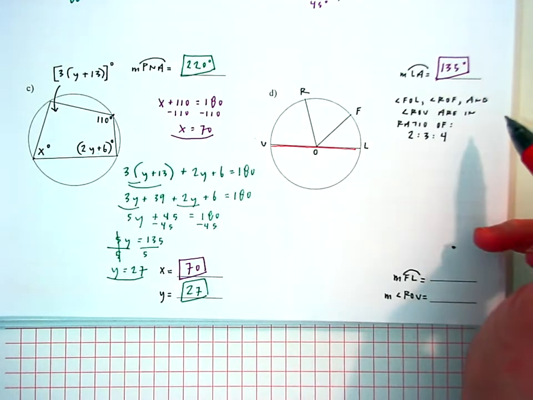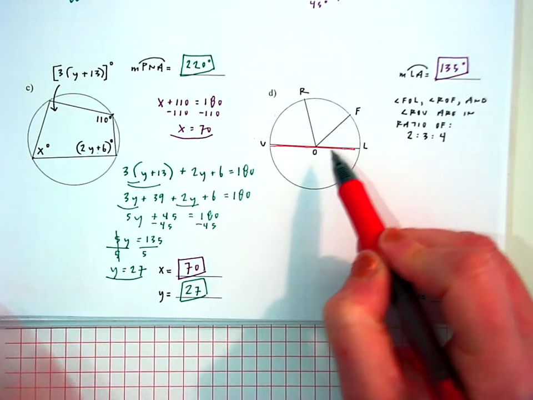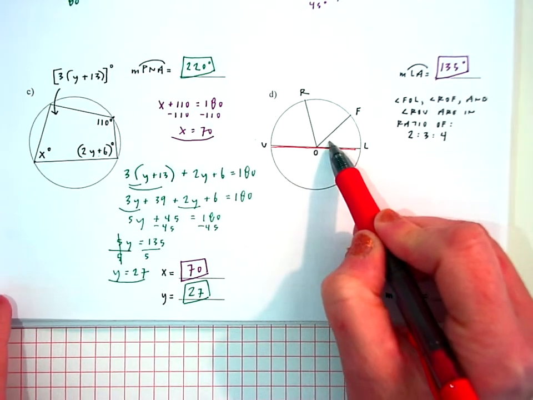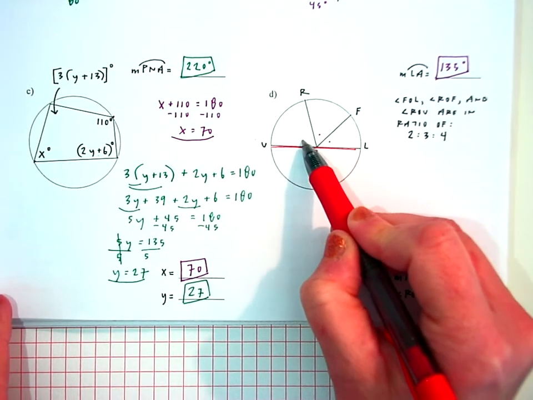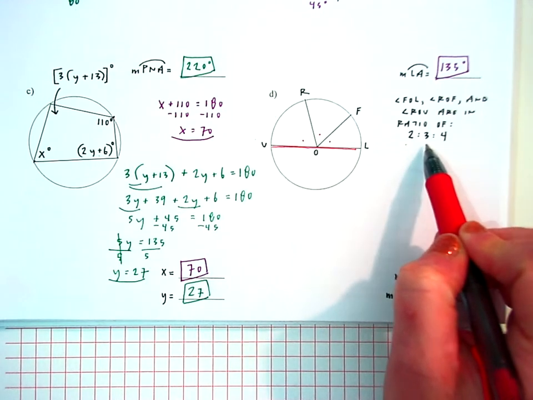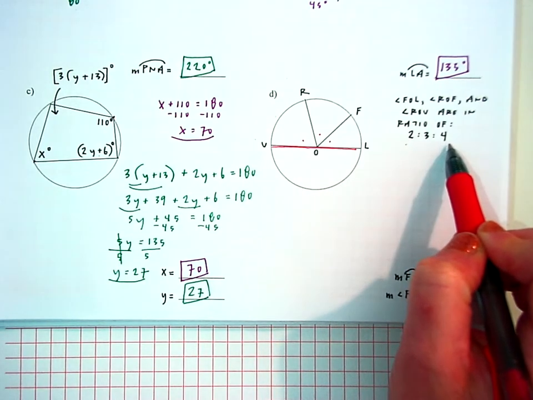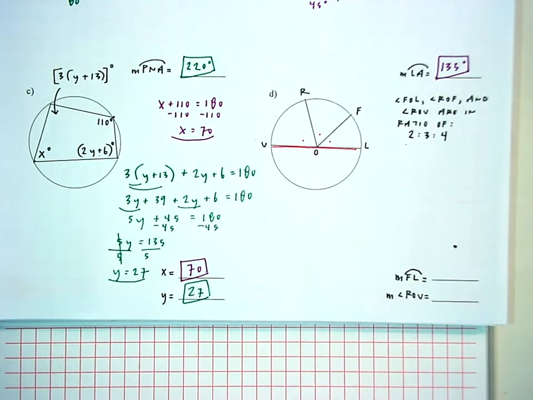Okay, we're also told that FOL, this angle, this central angle, and this one are in a ratio of 2, 3, 4. So I may not know exactly what their measures are right now, but I certainly know that they would reduce down to a 2 to 3 to 4 ratio.